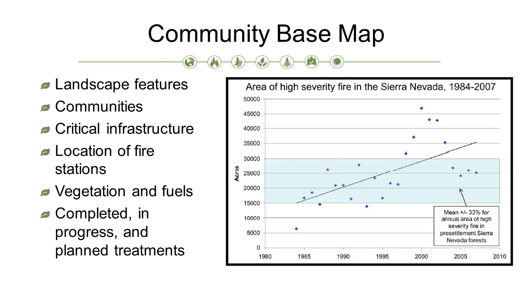The community base map includes landscape features, the communities themselves, critical infrastructure, where the fire stations are, the vegetation and fuels conditions, and then completed, in progress, and planned fuels treatments. And this is critical. We need to know where things have been done, where they're planned, and where they're in progress so that that can be incorporated into the computer modeling we're going to do to conduct the fire risk assessment.